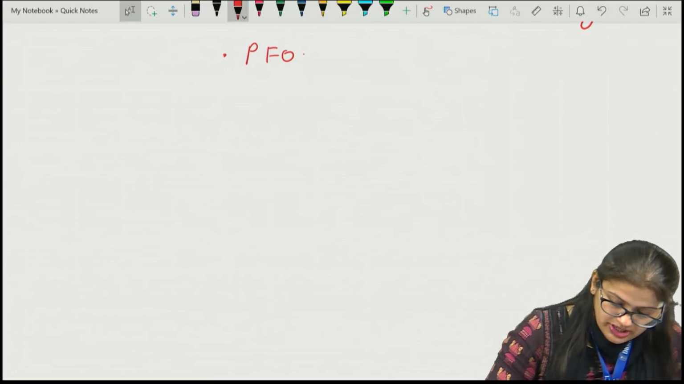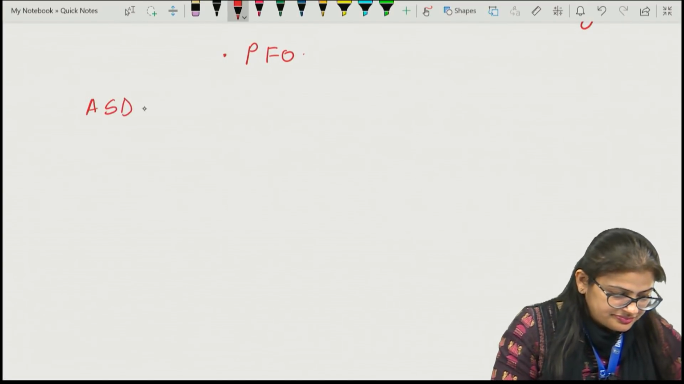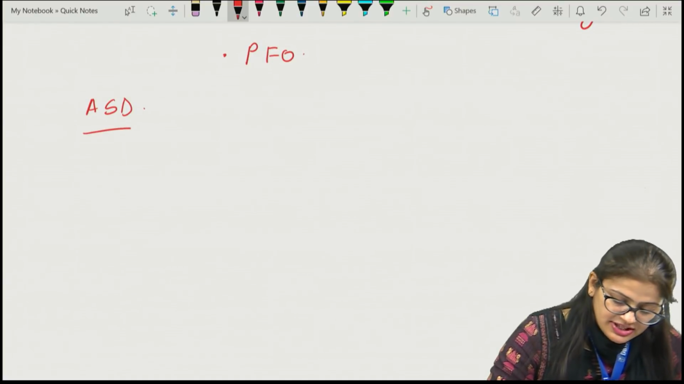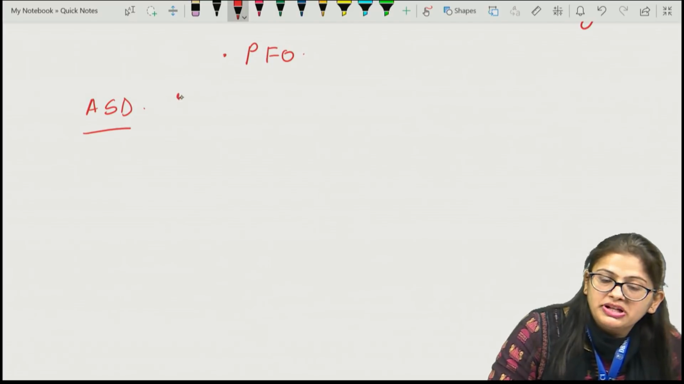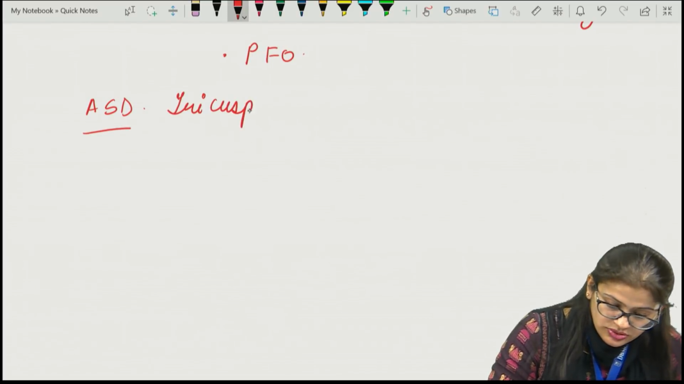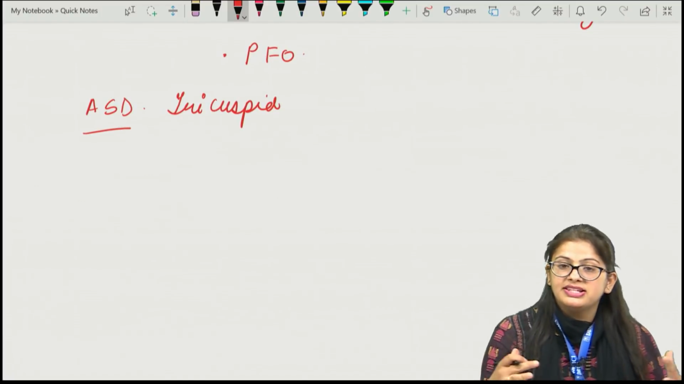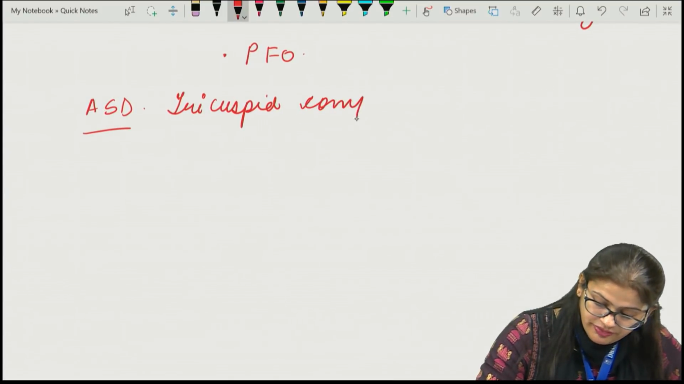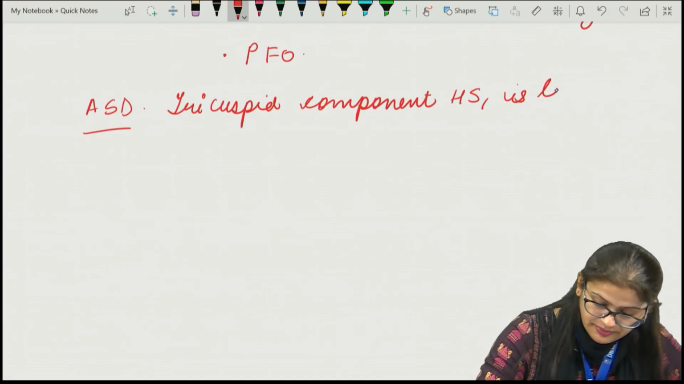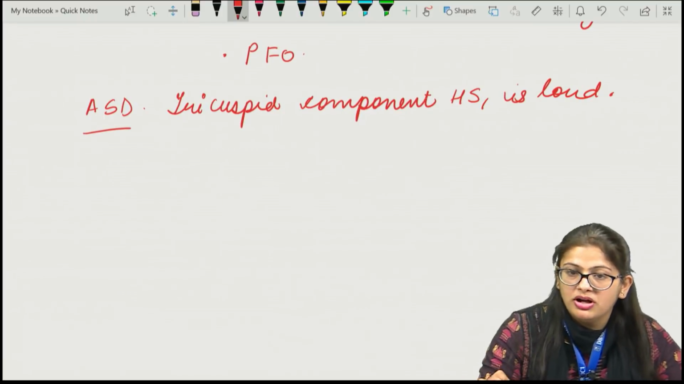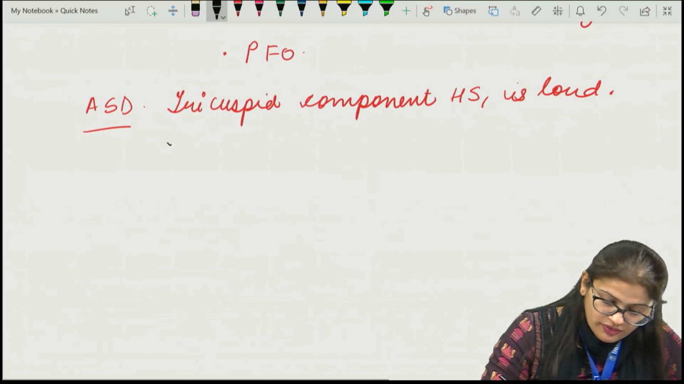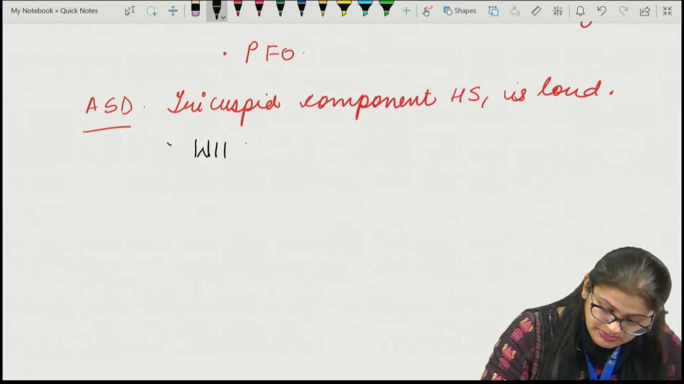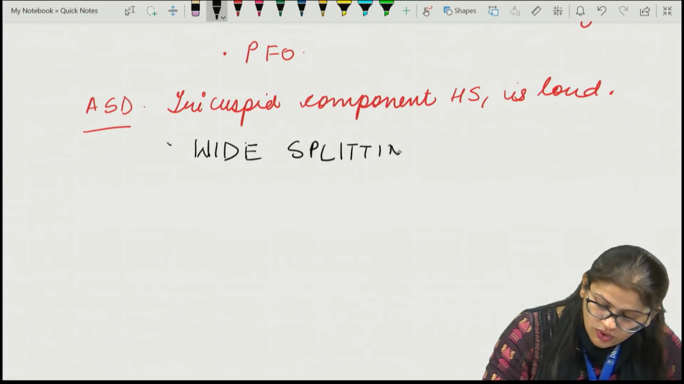So with regard to ASD, the tricuspid component of the first heart sound is loud, basically because the tricuspid valve leaflets are held apart till the end of the diastole. So the tricuspid component of the first heart sound is loud, but the classical hallmark of ASD is wide splitting of the second heart sound.